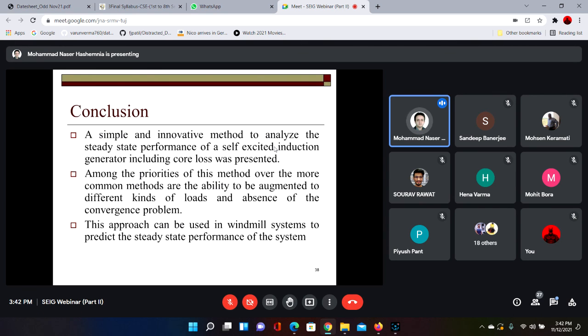It can be augmented to different cases, for example, different loads, and there is an absence of convergence problems. And this approach can be used in windmills to predict the steady-state performance of the system.